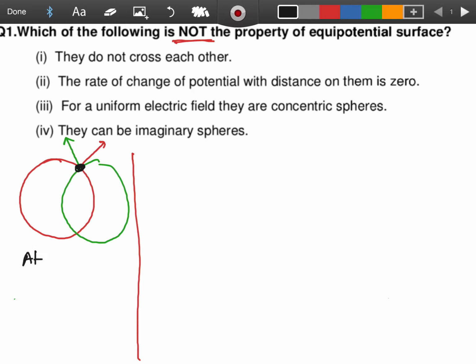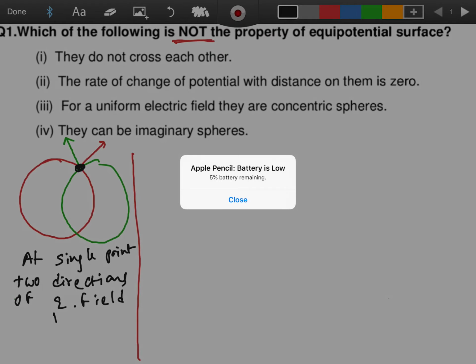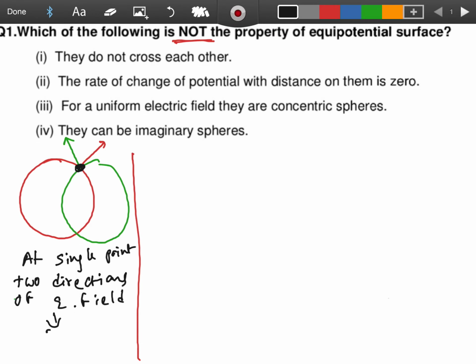At a single point, two directions of electric field. So you know very well that it is not possible. So they do not cross each other is the right answer.